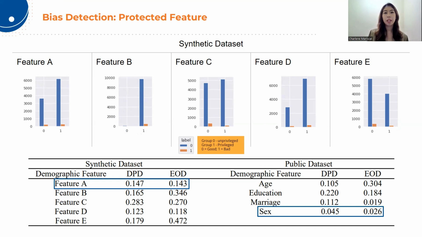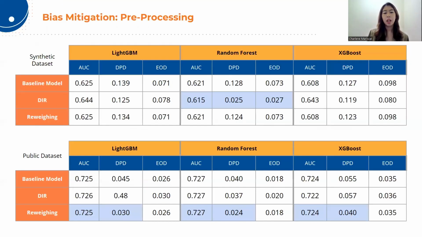We choose to mitigate bias on feature A for the synthetic dataset and 6 features for the public dataset. Here is the result after the mitigation. Baseline model means the unmitigated model. To demonstrate that the algorithm successfully improves fairness, the DPD and EOD values are smaller than the baseline model, while the AUC value remains closer to 1.